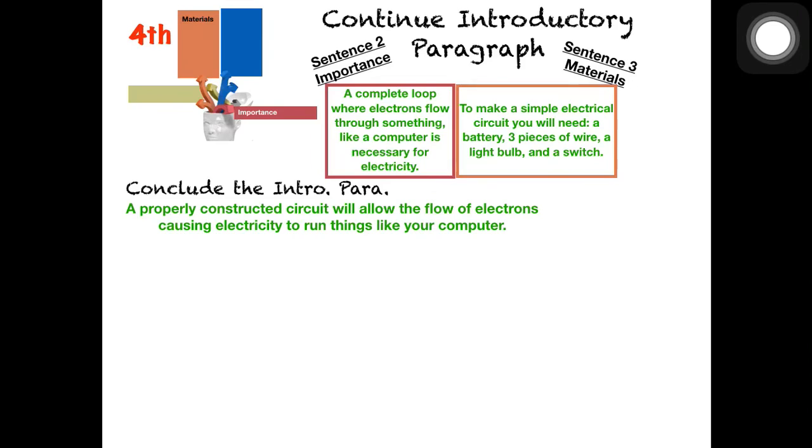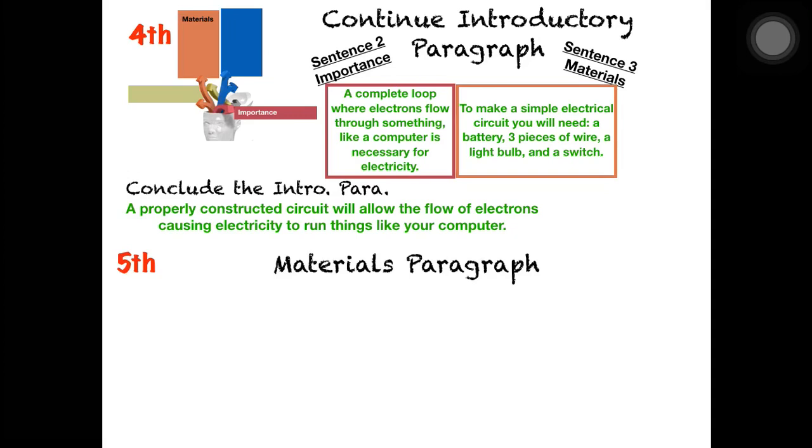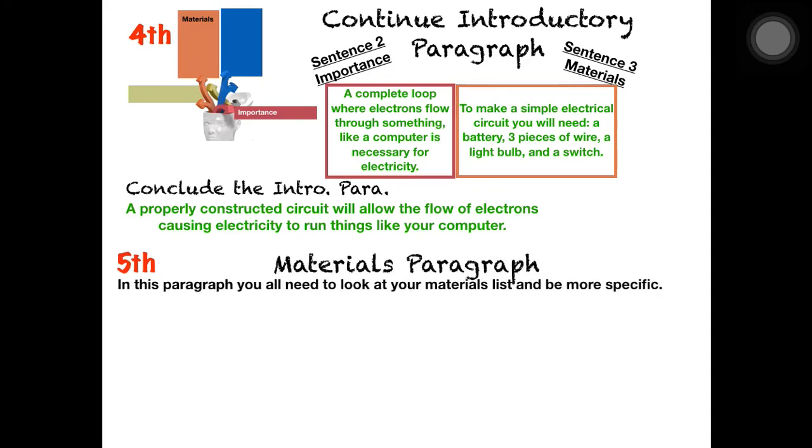Now that you've completed the first, second, third, and fourth steps to your expository paper, let's move on to the fifth step and to the body of your paper. The fifth step is your materials paragraph. In this paragraph, you will need to look at the materials list and be more specific.